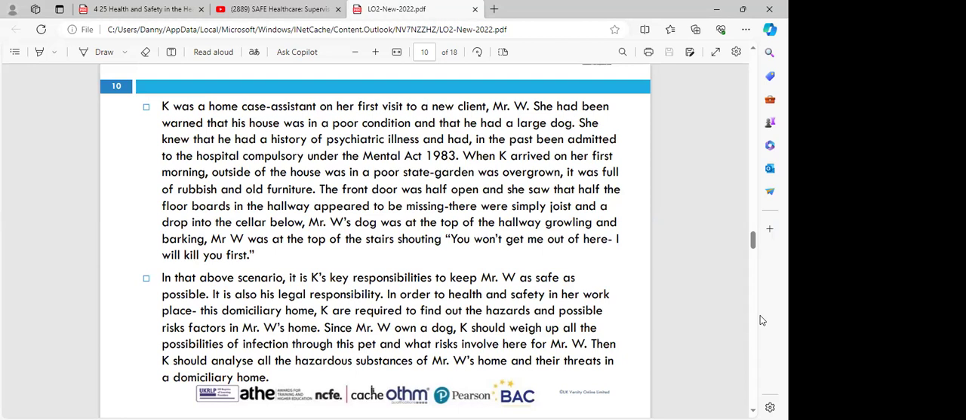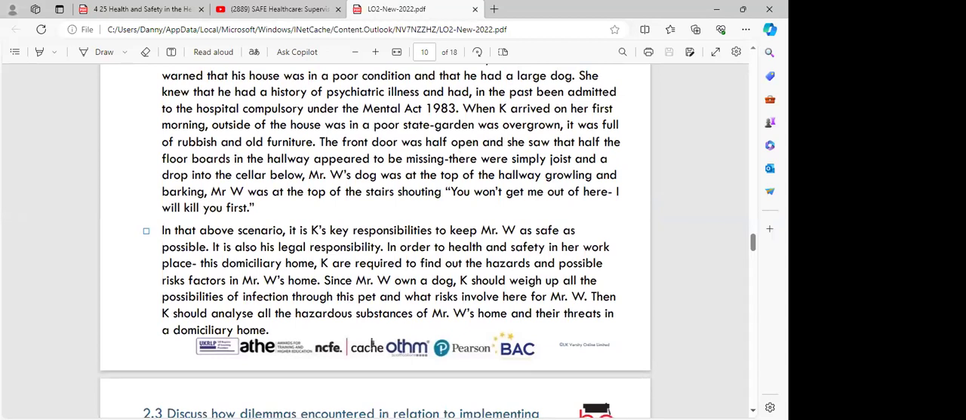When Kay arrived on the first morning, outside of the house was in a poor state. The garden was overgrown. It was full of rubbish and old furniture. The front door was half open and she saw that half the floorboards in the hallway appeared to be missing. There were simply joists and a drop into the cellar below.